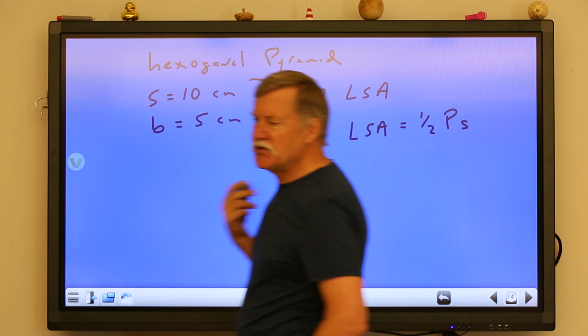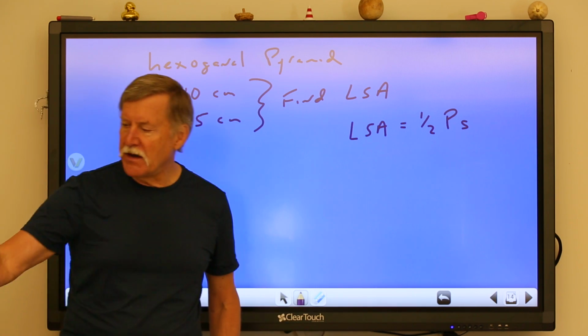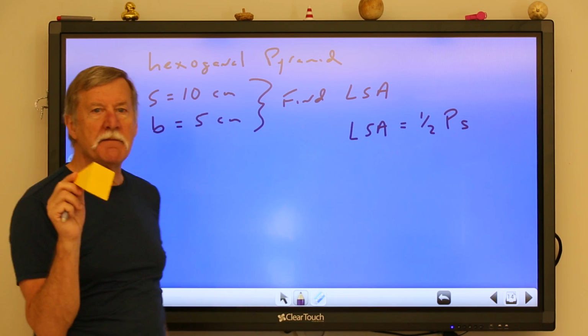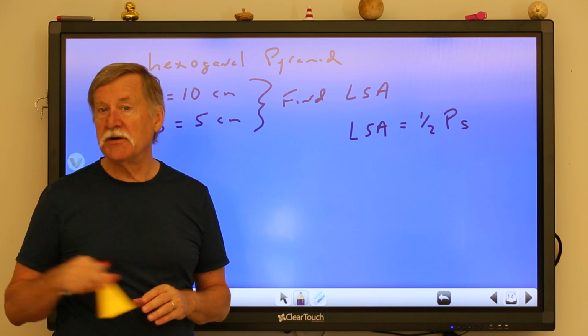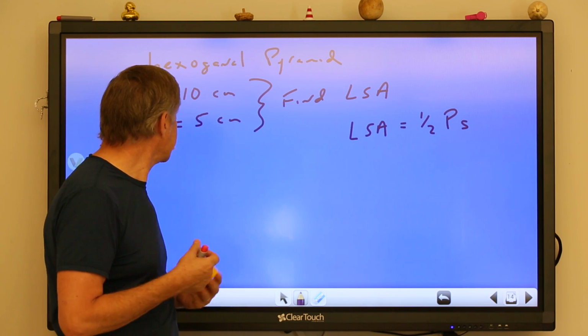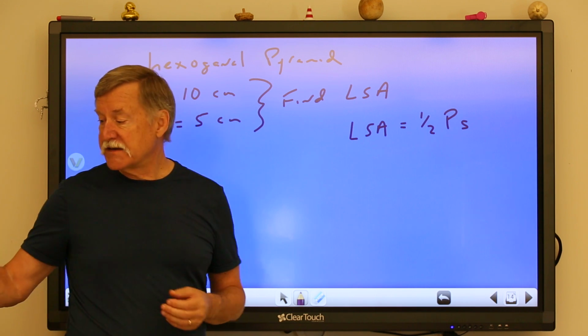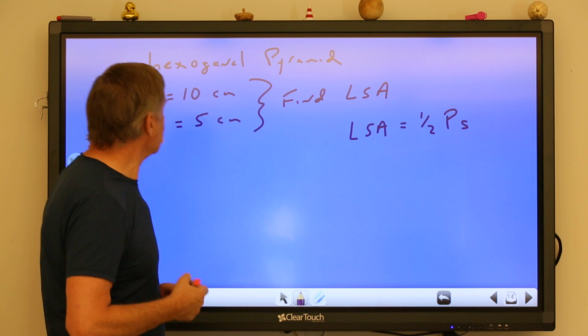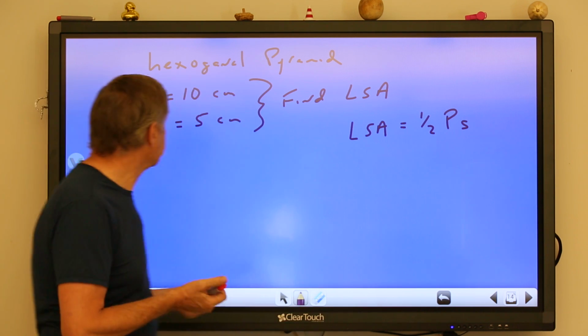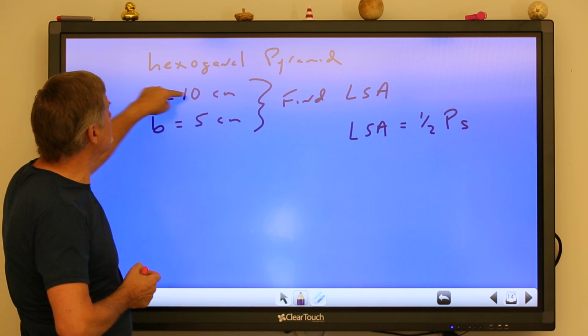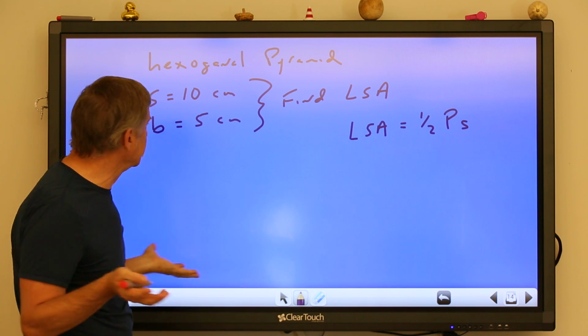Now, why would you use that? Well, because not all pyramids have a nice square base. Here we're talking about a hexagonal pyramid, where it's got 6 sides. We're going to call this a regular hexagonal pyramid. And the slant height of that, they tell us, is 10 centimeters.